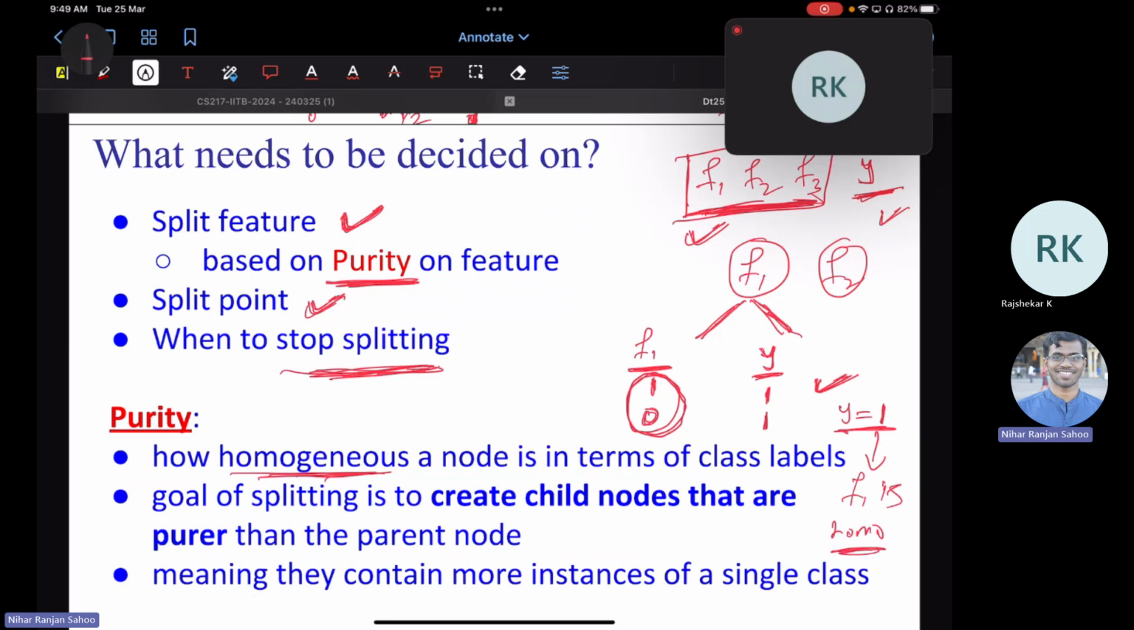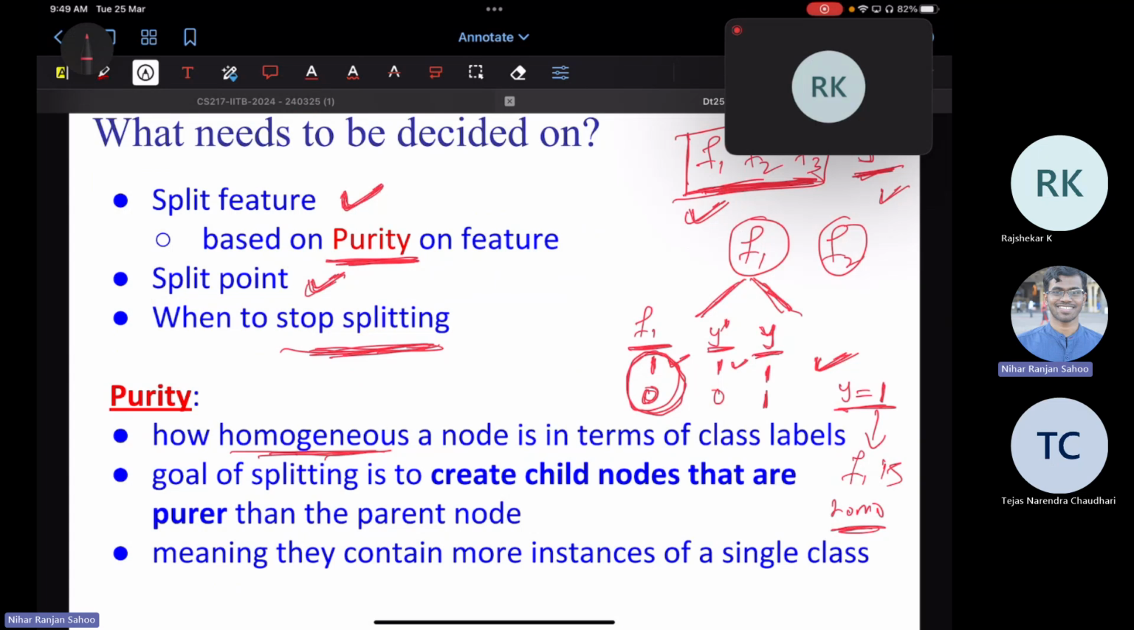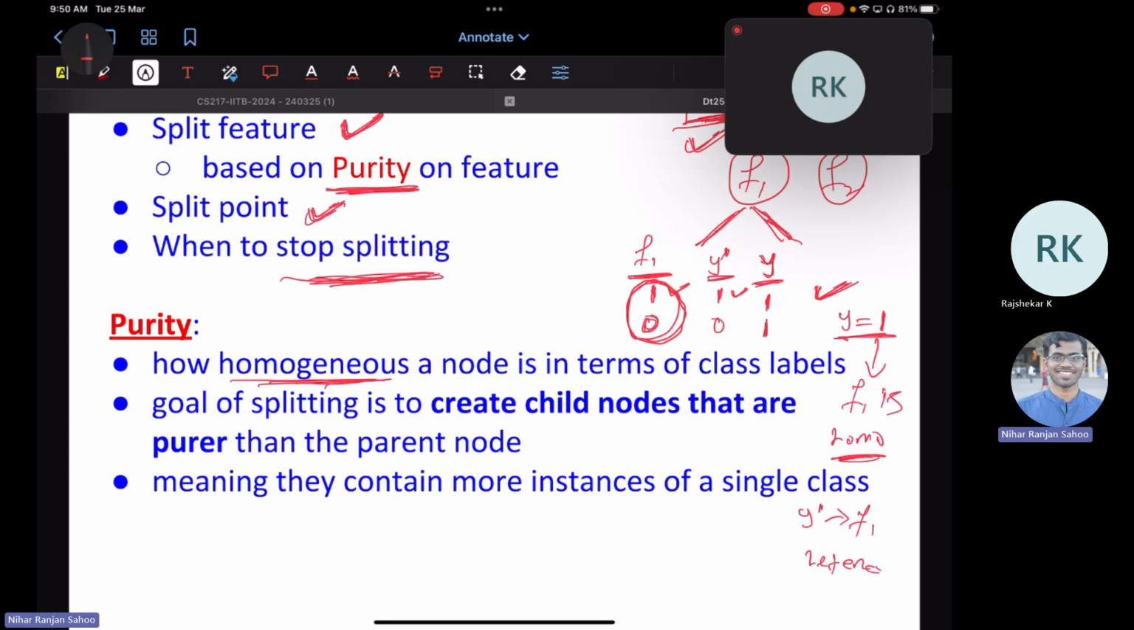When we say heterogeneous, let's say I am writing y prime, f1 is 1 0, and y prime is also 1 0, or 0 1, whichever way. Then we know that for a particular f1 value there is a particular y prime value, right? So for y prime we can say f1 is heterogeneous. That's what purity gives us, whether a node is homogeneous or heterogeneous.